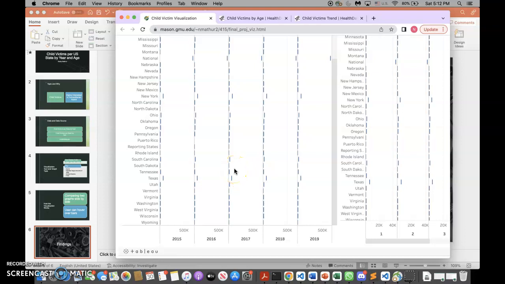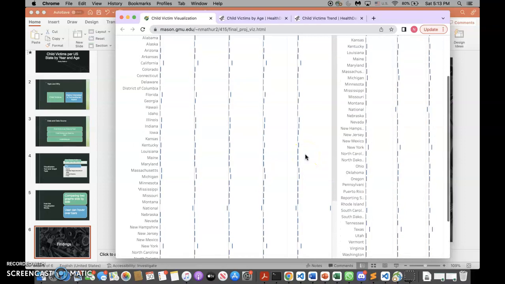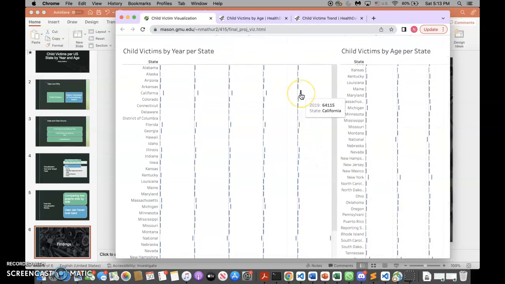And then California had a population of 35.1 million in 2019, which makes the 2019 child victims 0.18% of the total population. And I can show you that in 2019, it had 64,115 child victims.